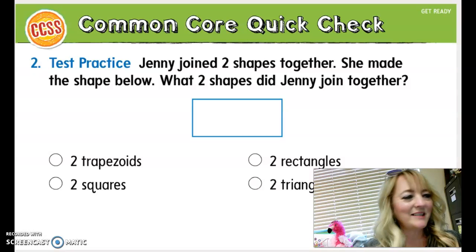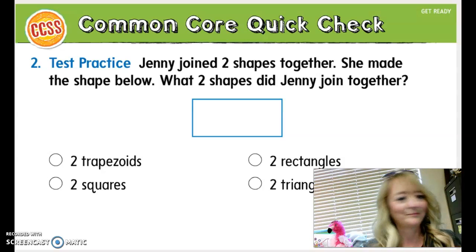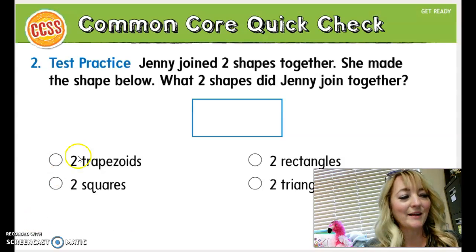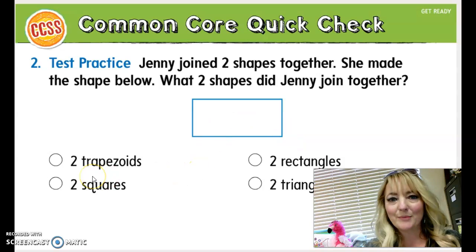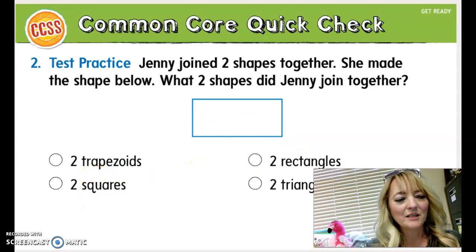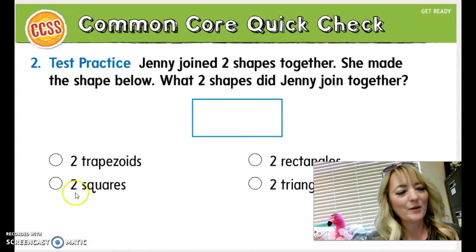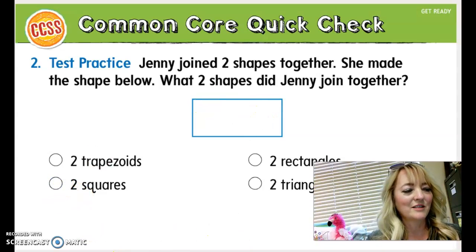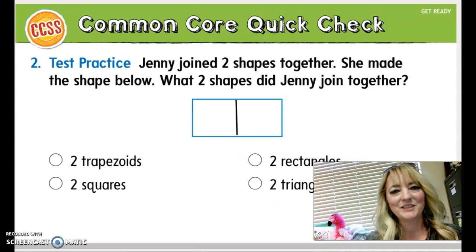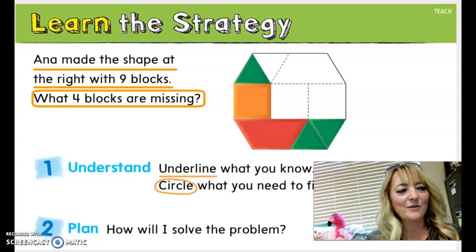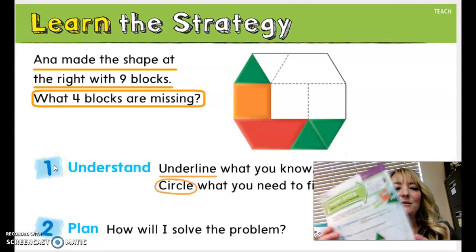Okay, here's our test practice. Jenny joined 2 shapes together. She made the shape below. What 2 shapes did Jenny join together? So here is a rectangle. Did she join 2 trapezoids? Did she join 2 squares, 2 rectangles, or 2 triangles? Well, she joined 2 squares, right? If we drew a line down the middle of it, we would end up with 2 squares. Great job.